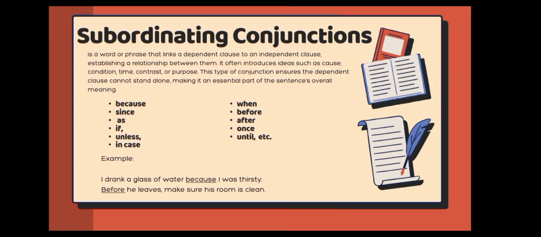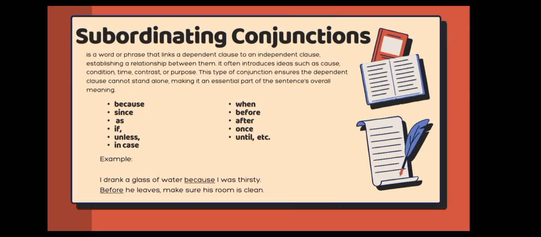So example sentences are provided. I drank a glass of water because I was thirsty. So in this sentence, a dependent clause and an independent clause can be spotted, so a subordinating conjunction must be used, and the word is "because."